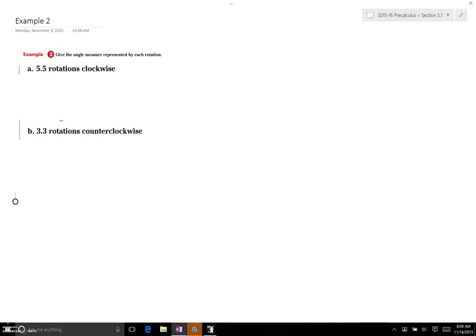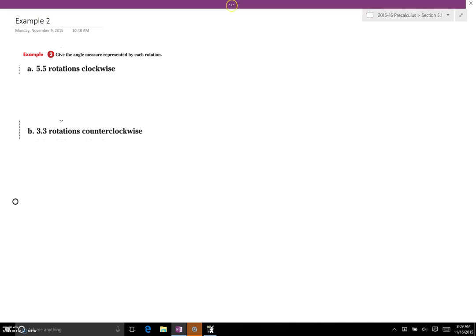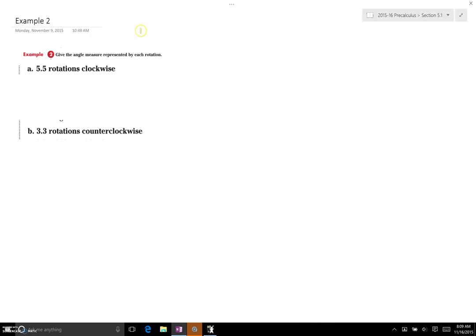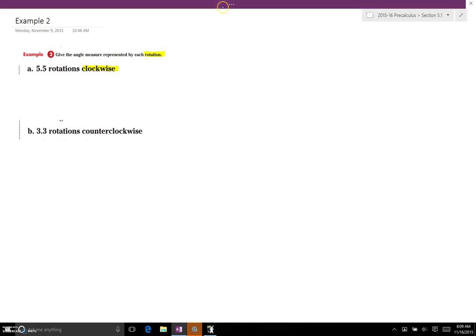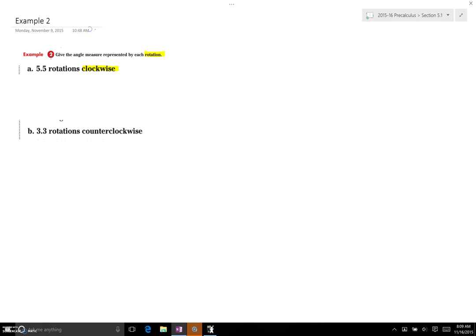Sometimes angle measures are expressed in terms of rotations, like rotations per minute in a car maybe. So for example A here, we have got 5.5 rotations clockwise. What's important to realize here is that clockwise is the opposite of the way that we usually measure angles. So this is going to end up being negative because of that. 5.5 rotations. The word rotation means one complete revolution, so 360 degrees.